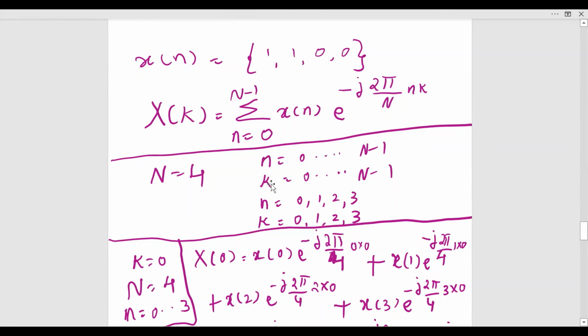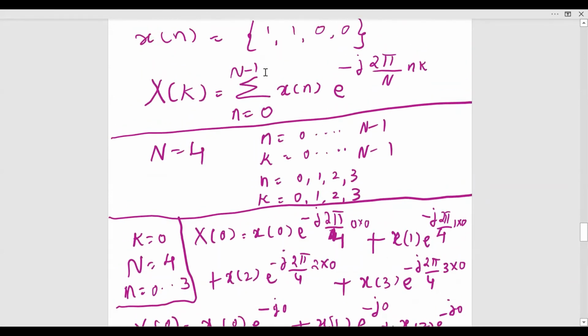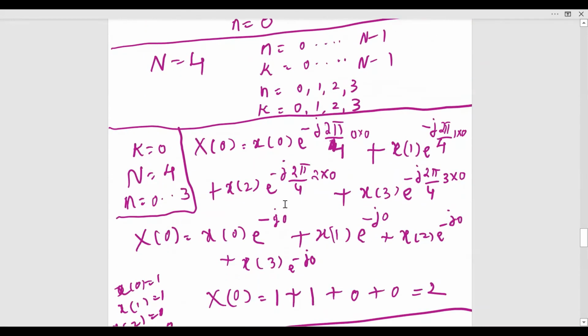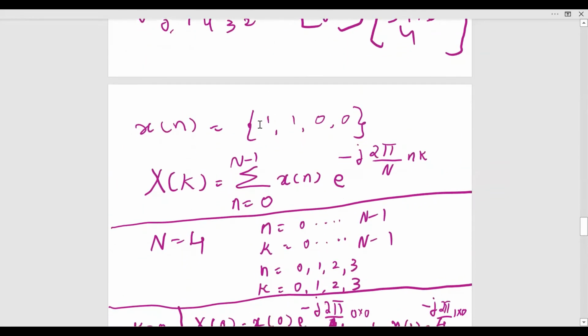Now small n and k go from 0 to N minus 1. That is, we take the values 0, 1, 2, and 3. For each value of k, and when n goes from 0 to N minus 1, we have to find the summation. So substitute. Here, x of 0, x of 1, x of 2, and x of 3 correspond to each element in the sequence x of n.